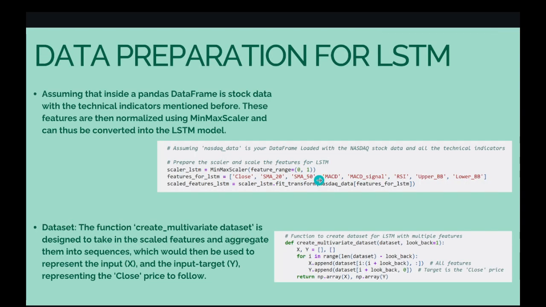Data preparation: firstly, we use the min-max scaler to collect all the technical indicators and convert them into something that could be used by the LSTM model. The function given below, create multivariate dataset, takes in the scaled features, these technical indicators, collects them into sequences, and then converts them into the input X and the target Y, which represents the close price later.